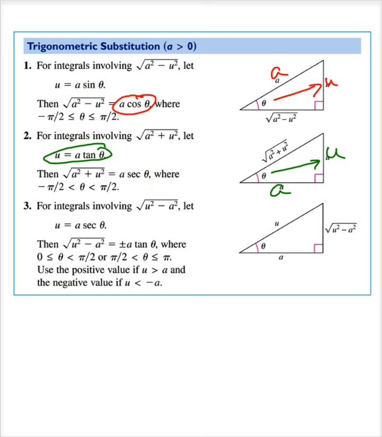And finally, for integrals involving the square root of u squared minus a squared, well, I know this is my hypotenuse, right? And you're always going to have a u term opposite the angle. So this is going to be the square root of u squared minus a squared, which makes this a. And then u equals a secant theta, and you're going to make the substitution that the square root of u squared minus a squared is plus or minus a tan theta. Now it's plus or minus depending on whether u is greater than a or less than a.